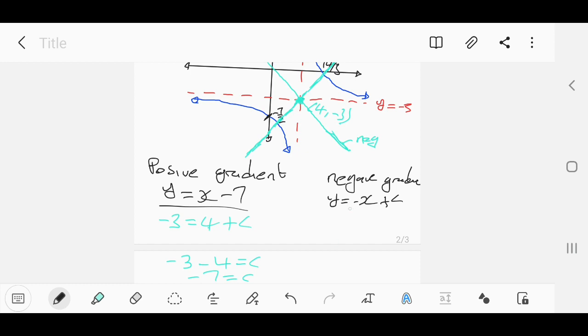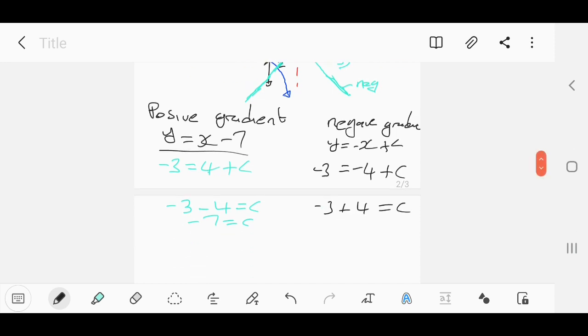And then this one here, we're going to put that. On y, we put minus 3. On x, we put 4, but there's a negative, so it's going to be minus 4 plus c. This minus 4 goes that side, minus 3 plus 4 equals c. And then this is plus 1 equals c. So we go back there, we put plus 1. So this is the equation with a negative gradient, y equals minus x plus 1. This is the equation with a positive gradient.